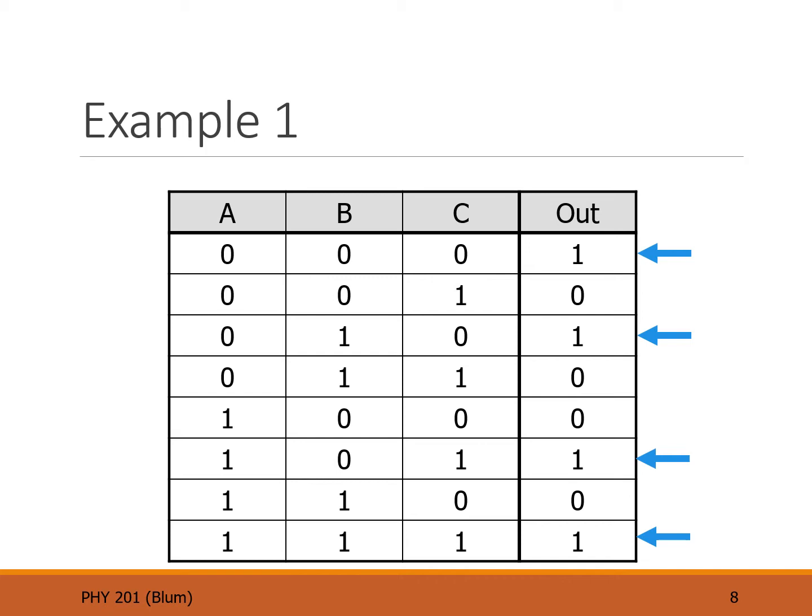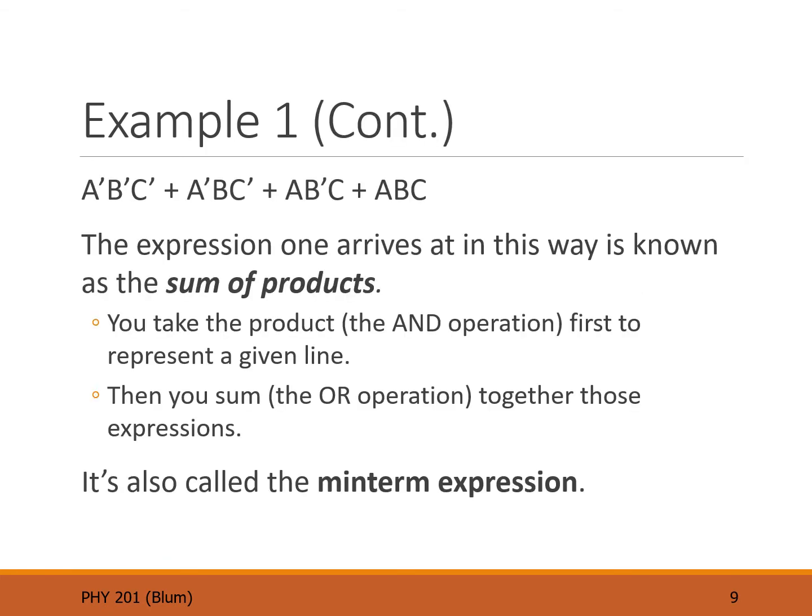Then the output is different for different scenarios, so this is just some output. And in the sum of products approach, or the minterm approach, we focus on the ones. So I put blue arrows next to the ones. Those are the terms that we're responsible for writing. So you take the minterm or ANDed expression for each row which has an output of 1, and then you OR them.